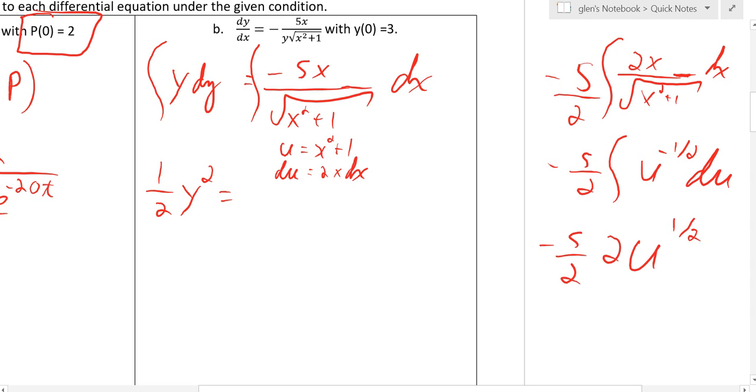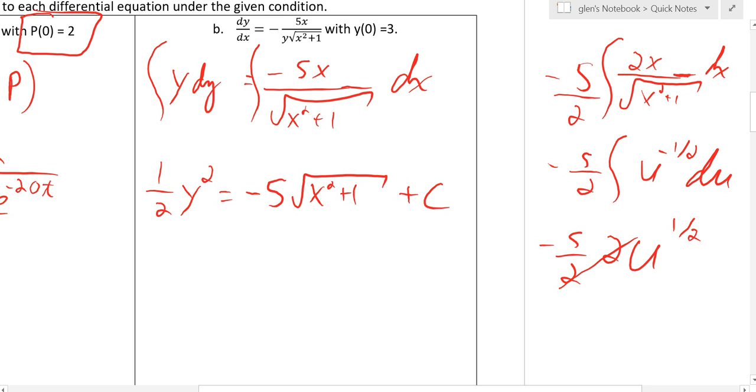Okay? The 2's are going to cancel, right? And we just have negative 5 square root of u, plus c. We'll put that in there. So we're going to have negative 5 square root of u, which was x squared plus 1, plus some constant.